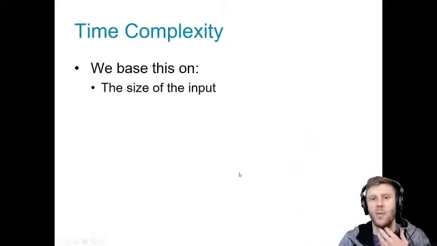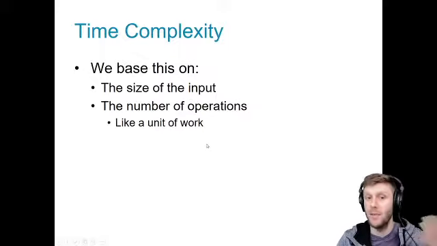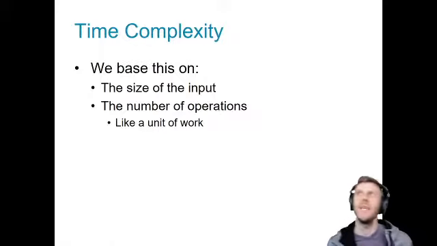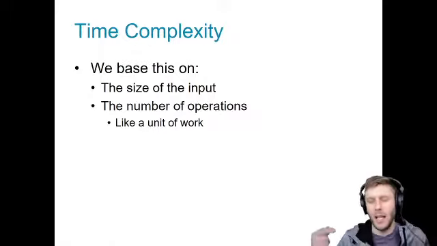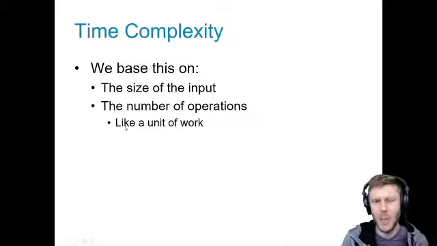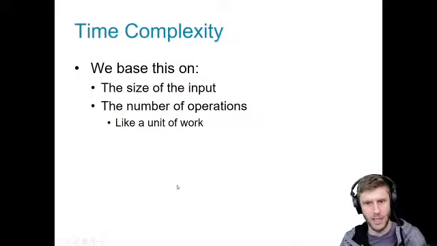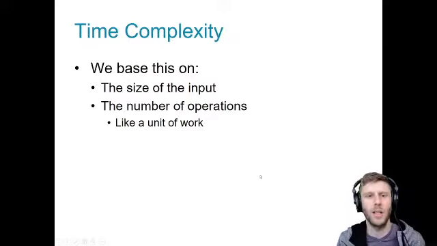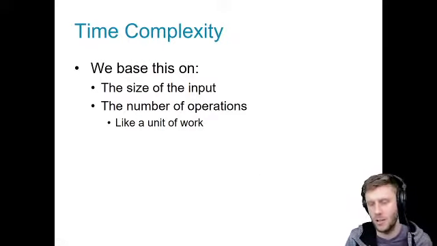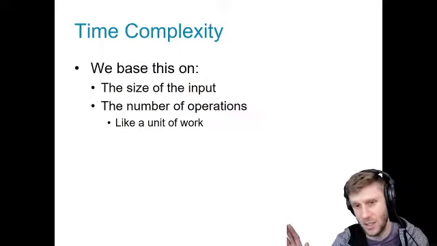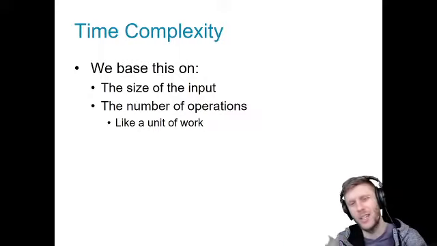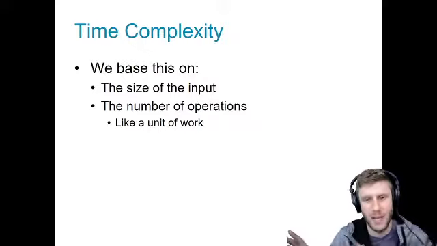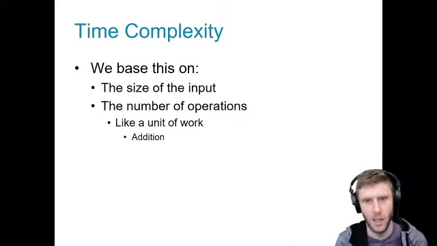So time complexity. We base this on the size of the input, the number of operations we need to do. The number of operations is maybe not as well defined as you might like, but it's kind of like a unit of work. And there's a bit of an art to understanding what a unit of work is, but it's not as hard as it might seem at first. And there are a couple of tricks we do when doing computational analysis, but like everything else in computer science, really the only real trick is to follow the base set of rules. And what do the base set of rules tell you? Just use the base set of rules and you're good to go.